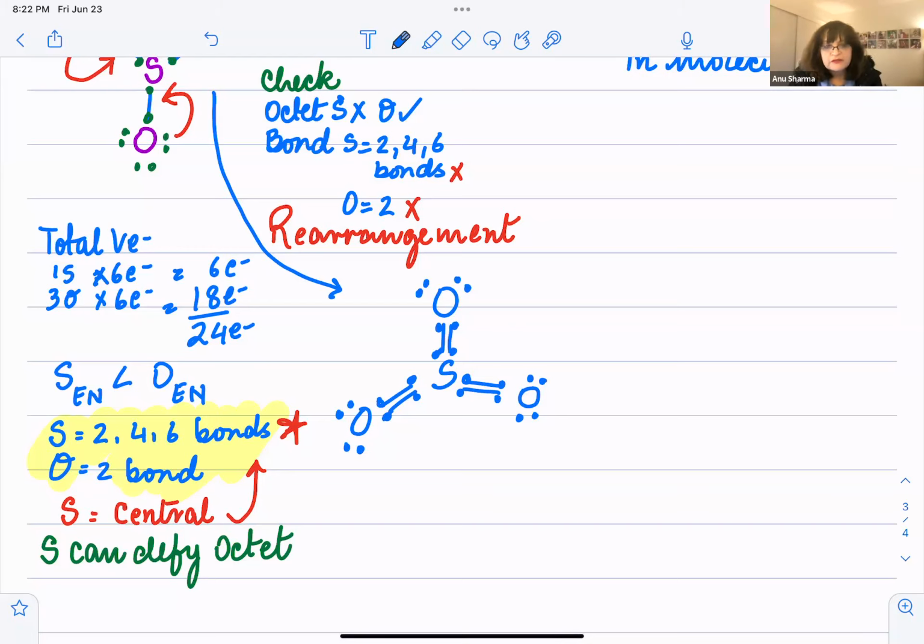Sulfur can make a maximum of 6 bonds. So sulfur is making that. You see that? Sulfur is making 6 bonds. So it's doing the 6 bonds, and then oxygen is too, so this is a very happy state. So that is the structure for this.